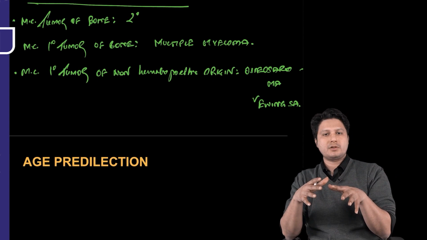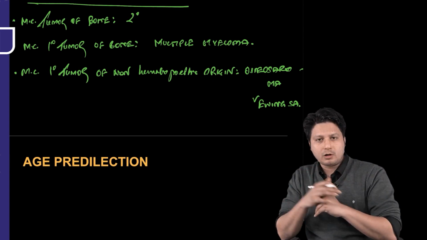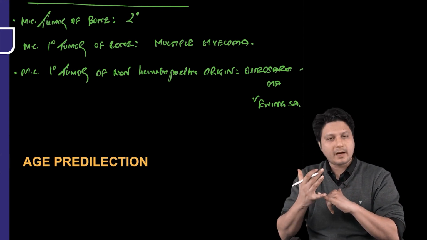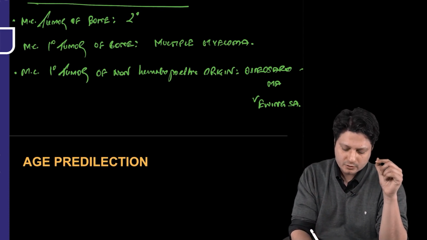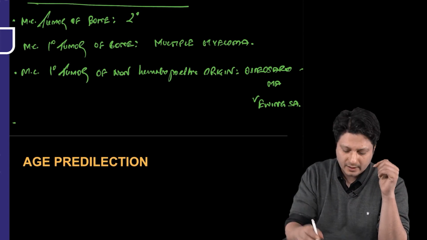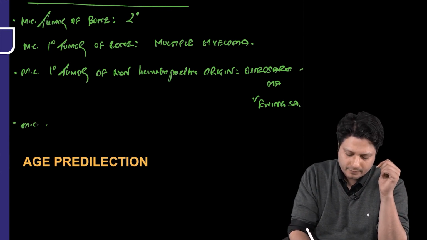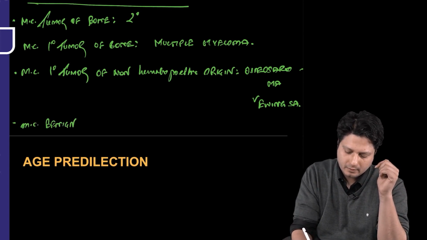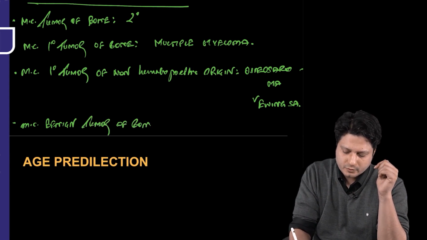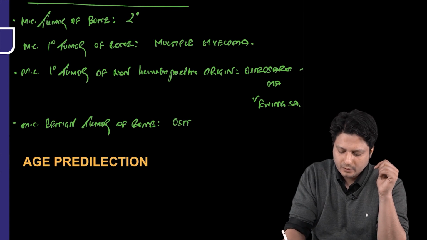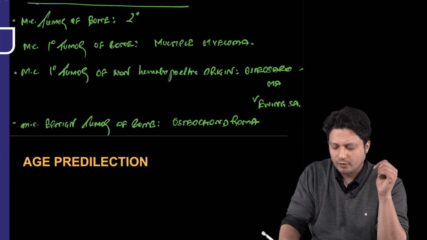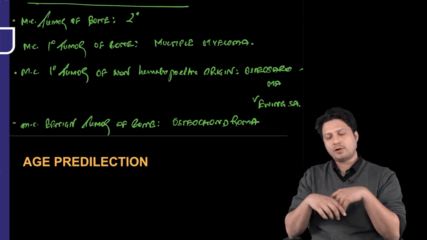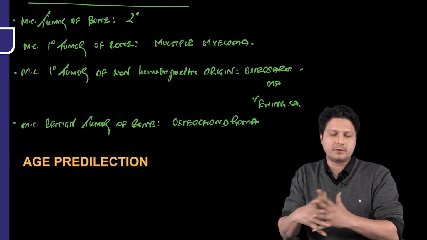Now, the common thing related to all these four tumors, that means secondaries, multiple myeloma, osteosarcoma, as well as Ewing sarcoma, is that all of them are malignant tumors. So it can lead to another question, which of the following is the most common benign tumor of bone. The most common benign tumor of the bone is osteochondroma. Previously they used to ask which of the following is the most common true benign tumor of the bone, which one of the following is the most common benign tumor of the bone.